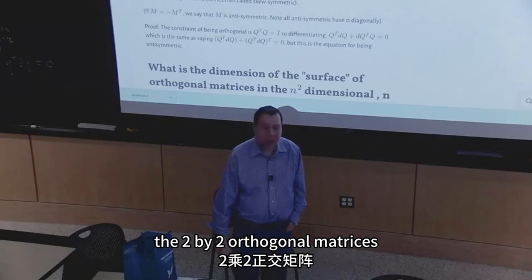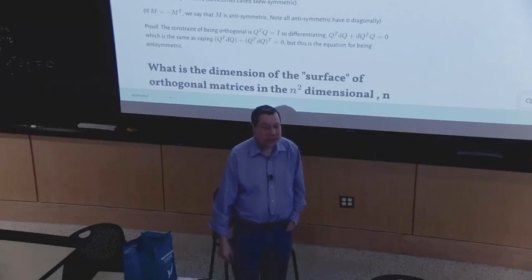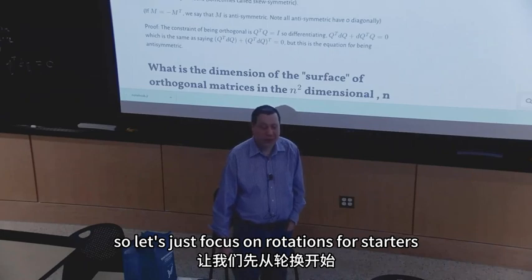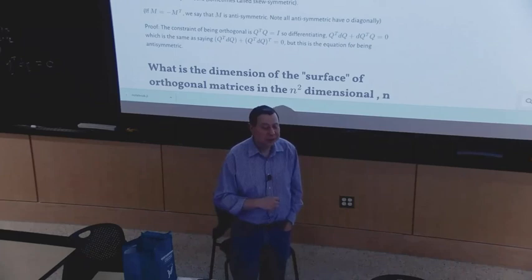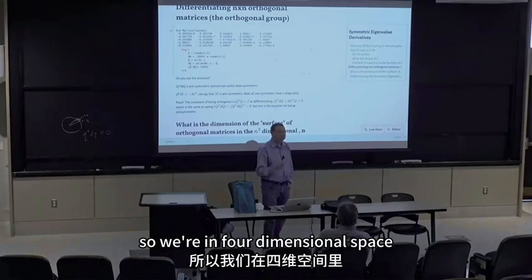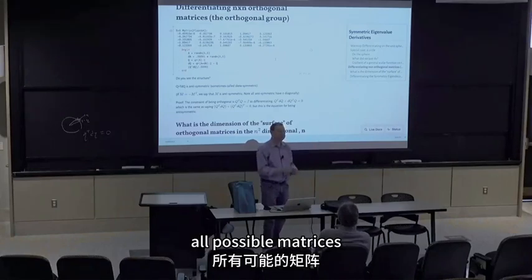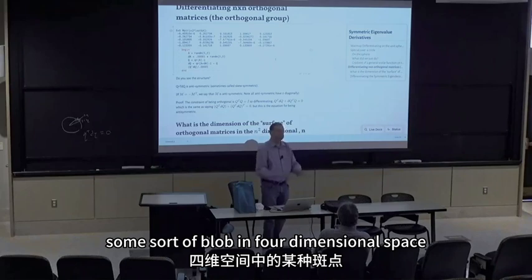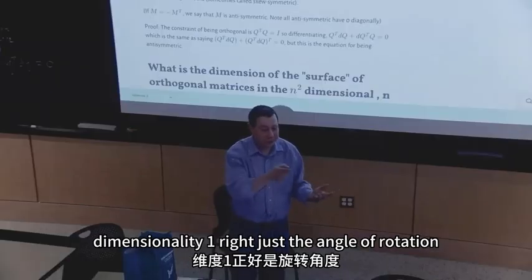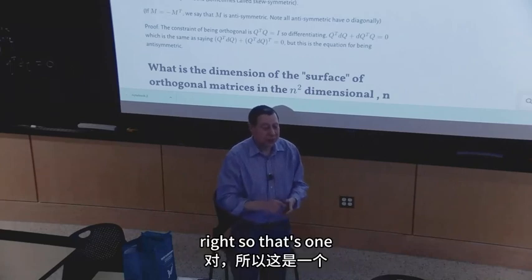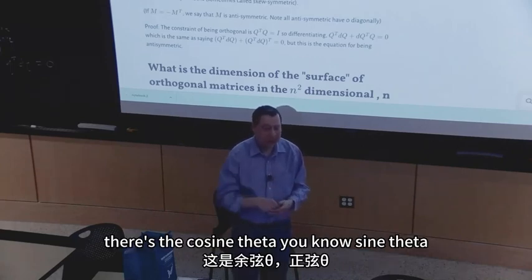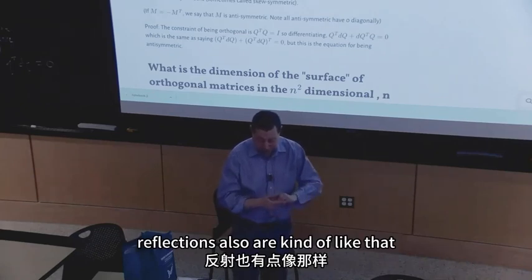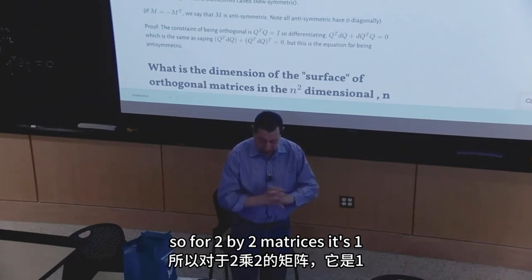The 2 by 2 orthogonal matrices, how many parameters are there? Let's just focus on rotations for starters. We're talking about rotations and reflections. How many parameters for rotations? If we're in 4-dimensional space, all possible matrices, and we're looking at rotations only as some sort of blob in 4-dimensional space, what's the dimensionality? 1, right? Just the angle of rotation. There's the cosine theta, sine theta. Reflections are also kind of like that. So for 2 by 2 matrices, it's 1.